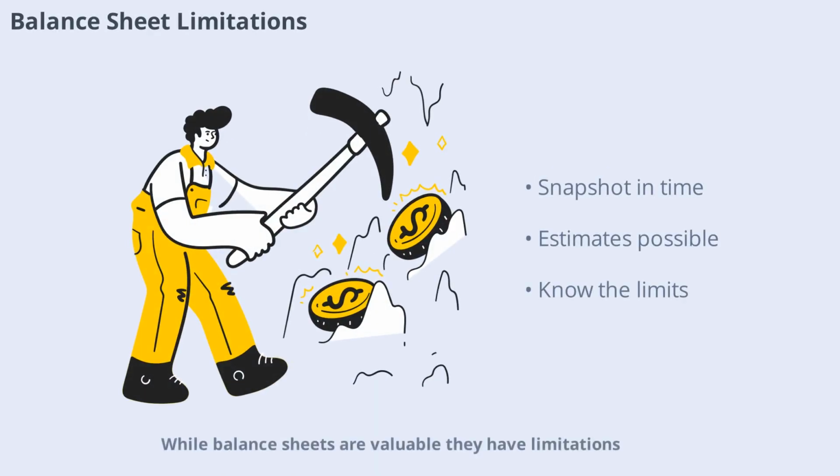While balance sheets are valuable, they have limitations. They only show a snapshot in time and may not reflect current market values. Some assets and liabilities might be omitted or estimated. Being aware of these limitations helps you interpret balance sheets more effectively.